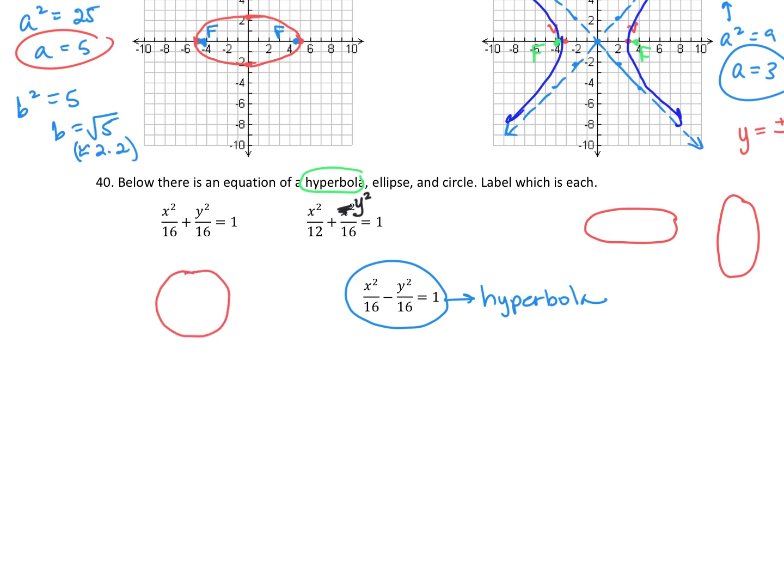So between these two, one is a circle, one is an ellipse. If these two numbers are different, this 16 is your a squared, and that's going to elongate, that's going to make your major axis vertical. That's going to be the longer axis. So this one is an ellipse. And if these two numbers are the same, and it has that addition in between, this one is a circle.